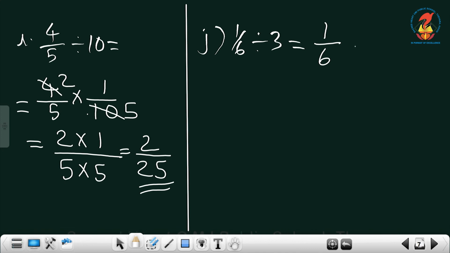1 by 6 into the reciprocal of 3 is 1 by 3. That is 1 by 18.